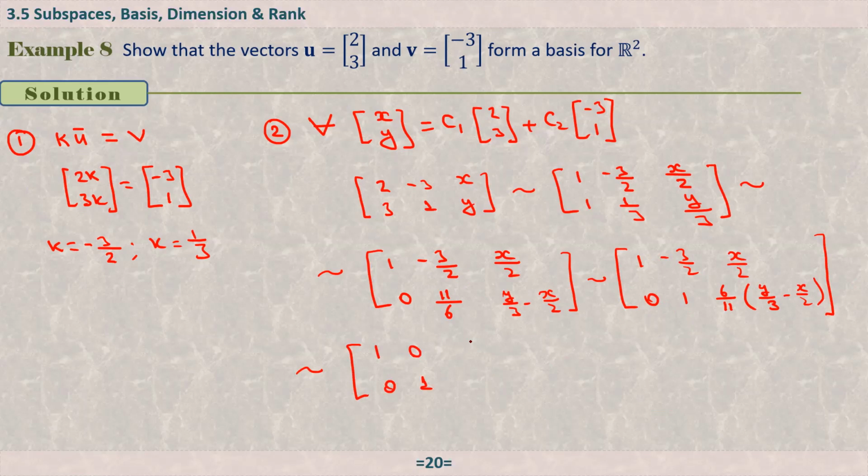So here we have 3 over 2 times 11, 6. Actually, here we have 6 over 11, and the y over 3 minus x over 2. And just multiply by, okay, 3 over 2, and adding this, so this plus x over 2. How about here? Here we have 6 over 11, and the y over 3 minus x over 2. Okay, you can simplify this.